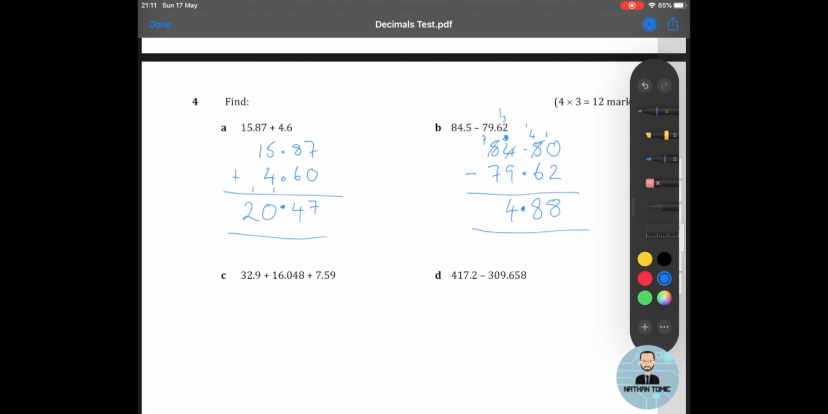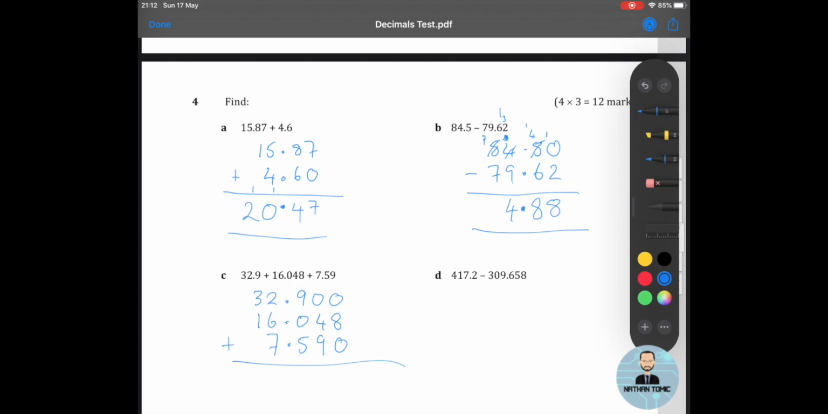For C, again, same steps, same process. We do have 3 numbers to add. They're all of different sizes as far as how many decimal places. So again, adding those extra zeros in will help. So what I'm already seeing straight away is our number with the most decimal places has 3. So when I write each of these other numbers out, I'm going to make sure they have up to 3 decimal places, just to make it easier. So 32.9, I'm going to include 2 zeros because I know I want to show 3 decimal places to match the longest number, if you like. So then I have 16.048, and then I have 7.59, and I'll include that 0 as well.